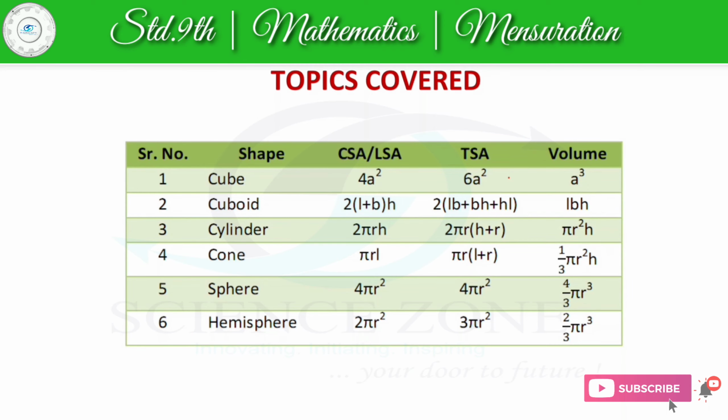So students, in this video we learnt the formula for curved or lateral surface area, total surface area and volume of 6 shapes: cube, cuboid, cylinder, cone, sphere and hemisphere. We also learnt a few tricks to remember the formulas of all these shapes.